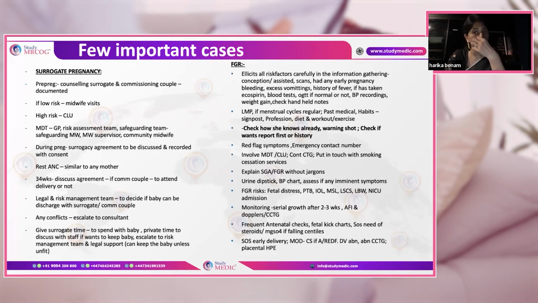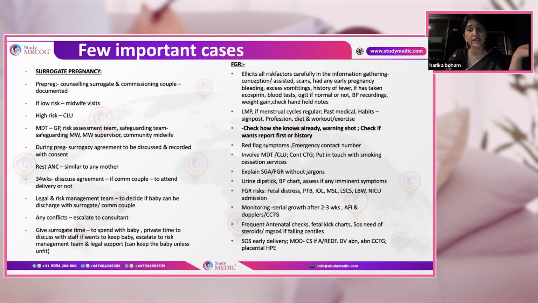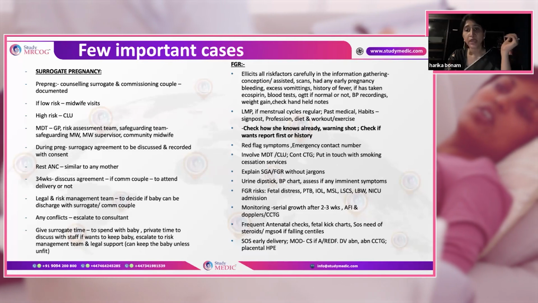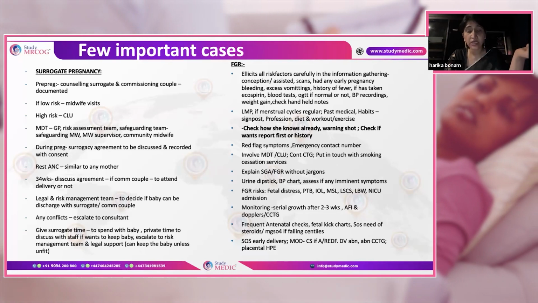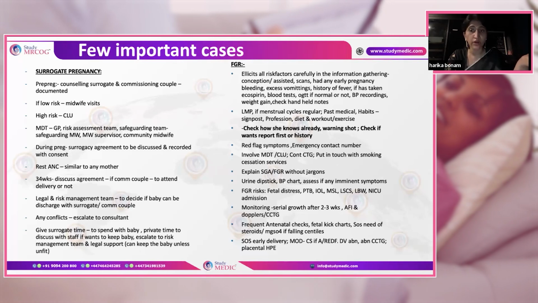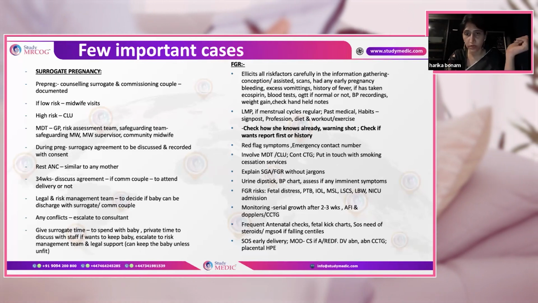And in FGR patients, you'll have to check the last menstrual period. This is mainly to see whether menstrual cycles are regular or not. Sometimes if there is a wrong date, you might calculate as FGR, but actually that baby could be an AGA baby. That's why. And then past medical history, habits, her profession. Sometimes she can be a model who is doing too much workout. So diet and workout are also important.